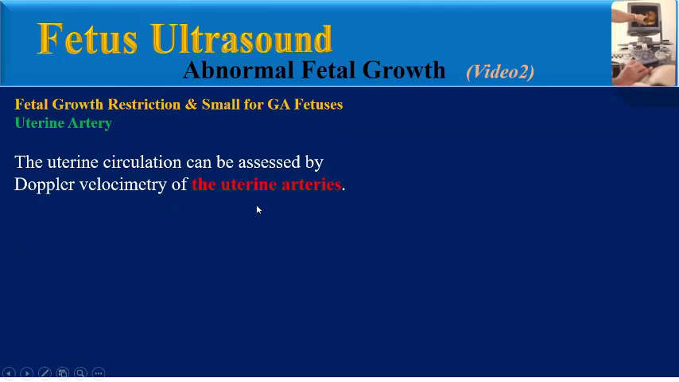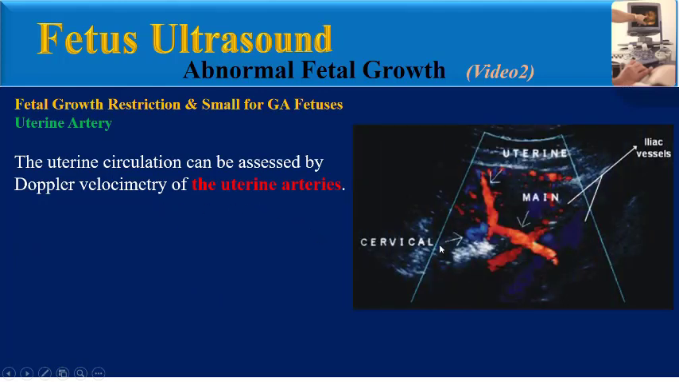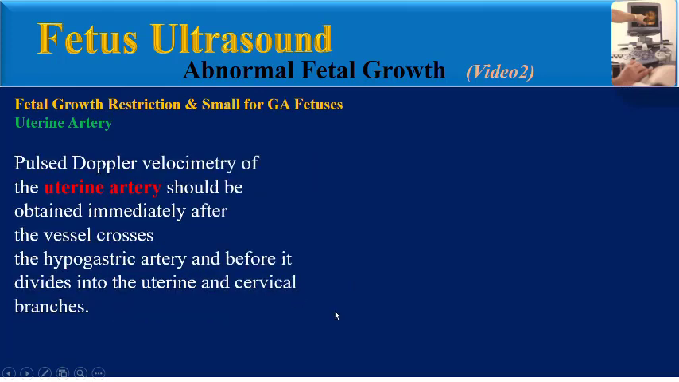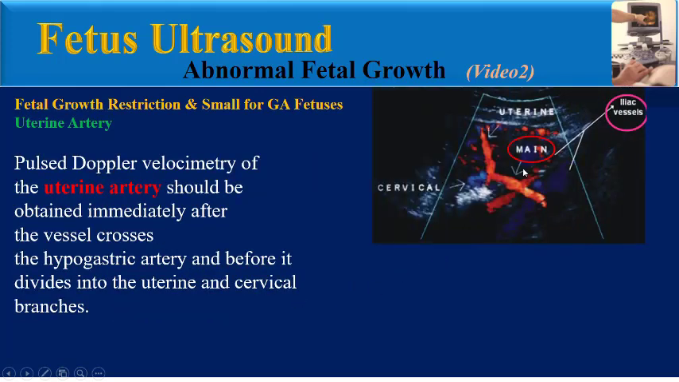The uterine circulation can be assessed by Doppler velocimetry of the uterine arteries. Each uterine vessel can be demonstrated by color Doppler as it crosses over the hypogastric artery and vein just before it enters the uterus at the uterocervical junction. Pulse Doppler velocimetry of the uterine artery should be obtained immediately after the vessel crosses the hypogastric artery and before it divides into uterine and cervical branches.